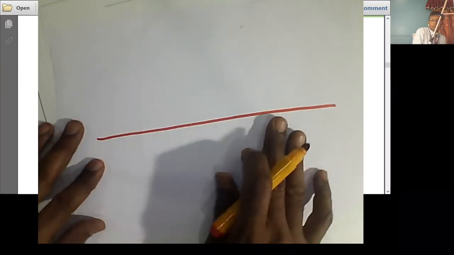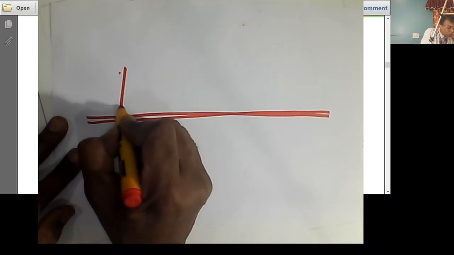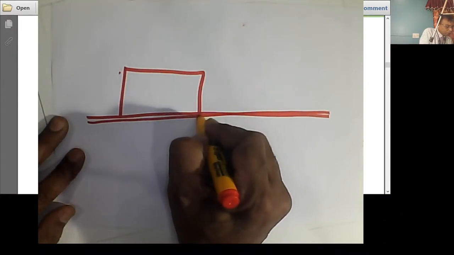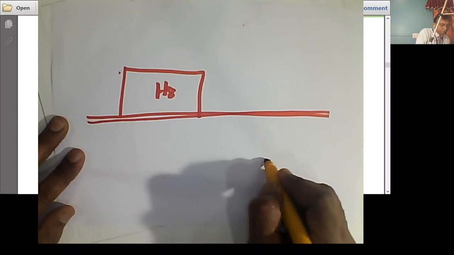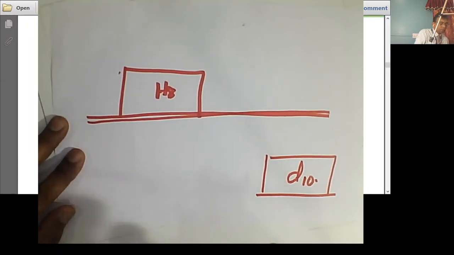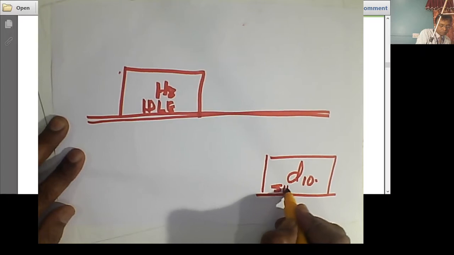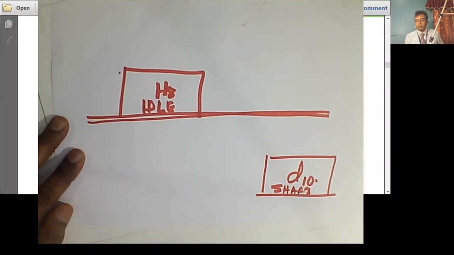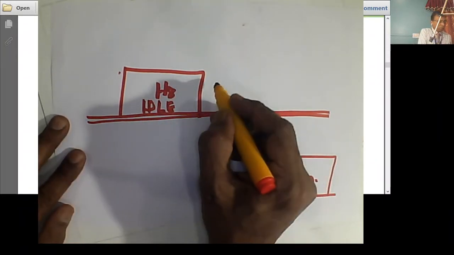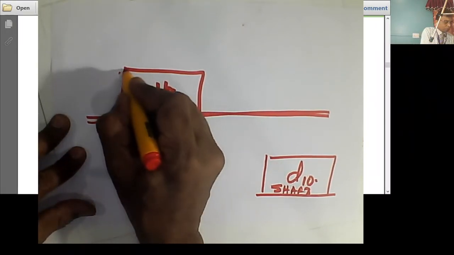Let me keep it this way. Observe carefully. Let me make it horizontal for you people. H hole, it says 30H8. This is H8. He says D shaft. D shaft is below XY line. D10. This is hole. This is shaft. Now, what are we supposed to find out? We are supposed to find out four values. Two values for the hole, two values for the shaft.